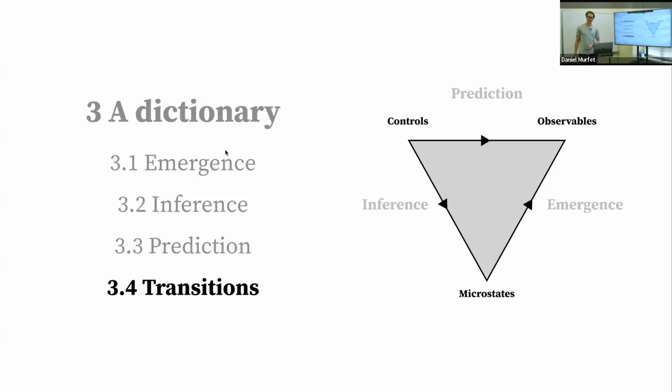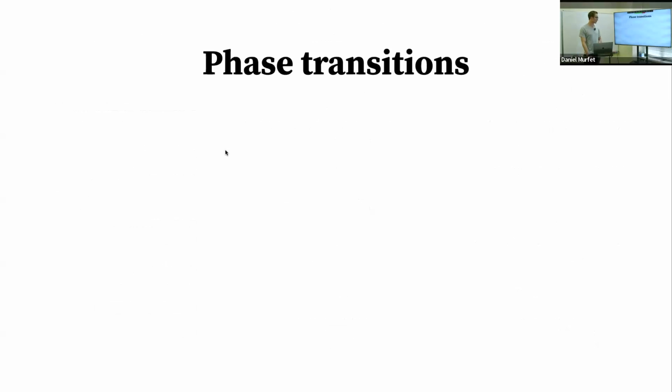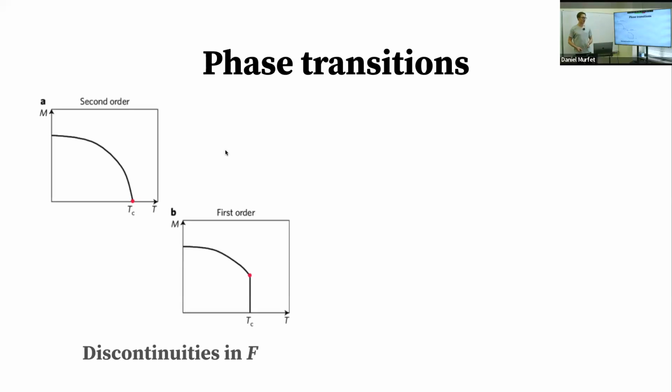All right, so now let's say a few words, kind of set up the problem for tomorrow when we'll talk more about phase transitions. This is very much related to microstates to observables, so the question of emergence. Let's talk about phase transitions and the role of singularities. So what is a phase transition? The very simple one-line definition I'll give you today is that phase transitions are discontinuities in the free energy or the derivatives of the free energy.